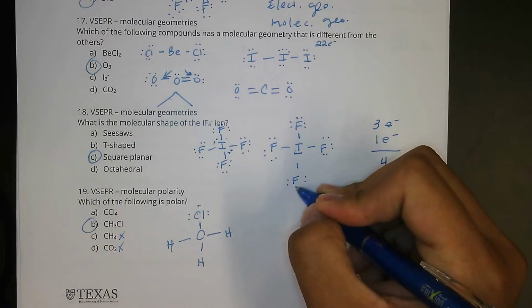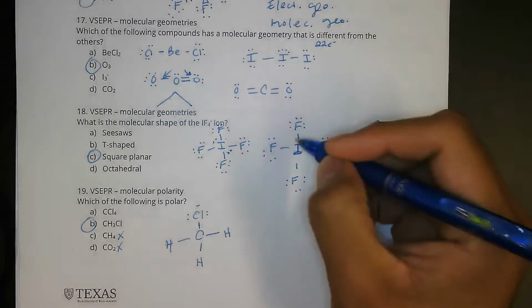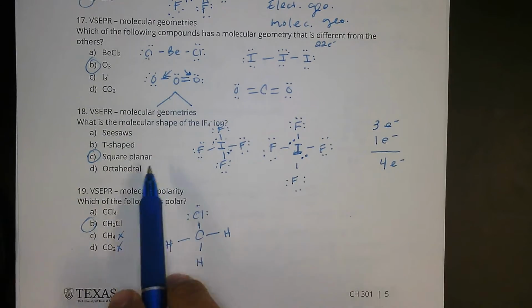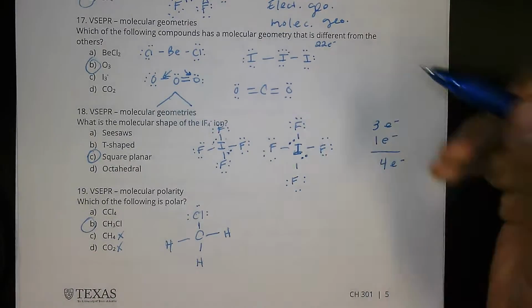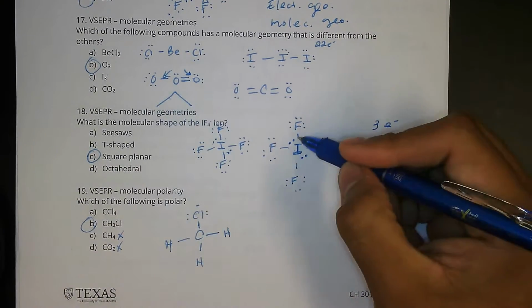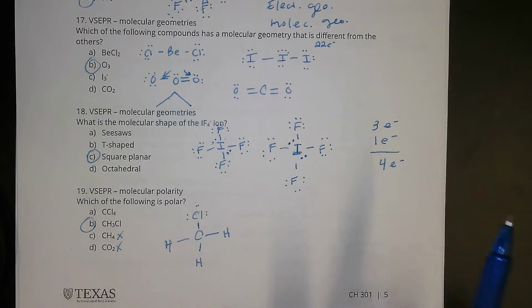These fluorines cannot take any more electrons, so instead of doing any double bonds, we can just add them in as lone pairs. And so it's asking for the molecular shape. If you look at your reference sheet, anytime you have 4 bonds and 2 lone pairs, this is going to be a square planar structure.